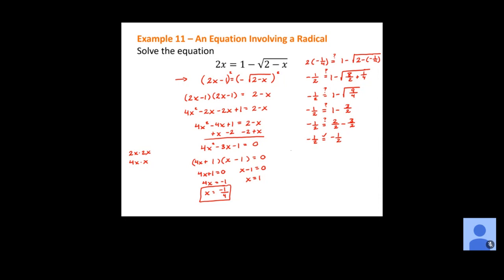Now we need to check the 1. Okay, so now I'm going to plug in 1 back into the original equation. We're going to have 2 times 1 equals 1 minus the square root of 2 minus 1. Okay, well, what's 2 times 1? Good. And then we have 1 minus. We're going to have the square root of 1 there, right? Well, what's the square root of 1?